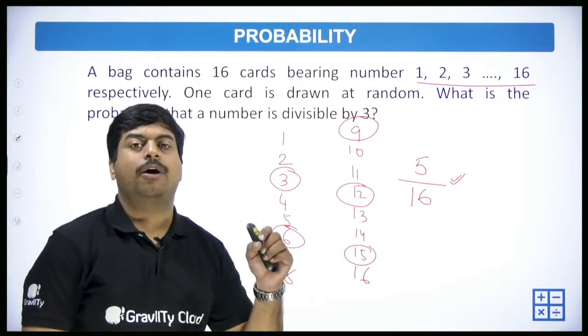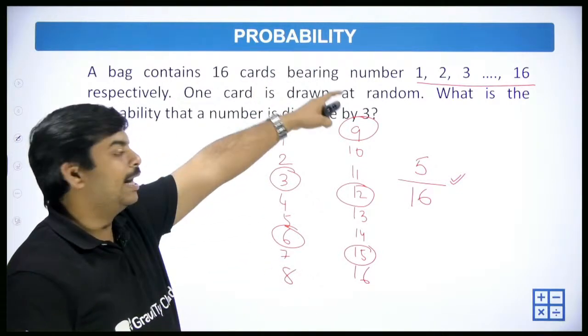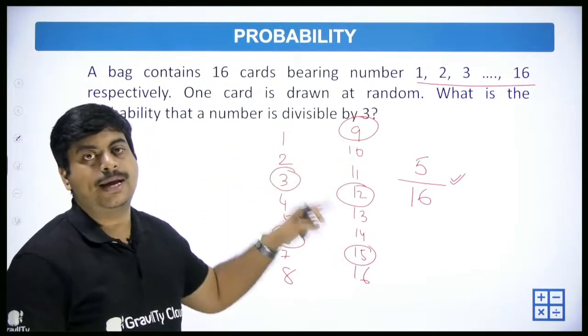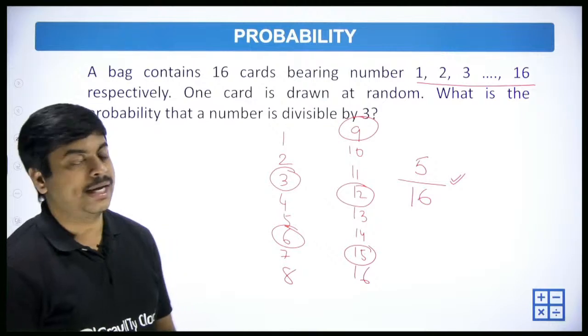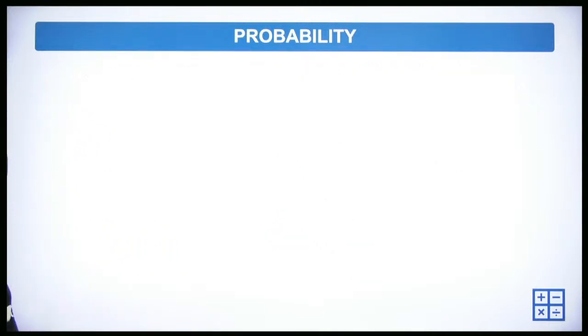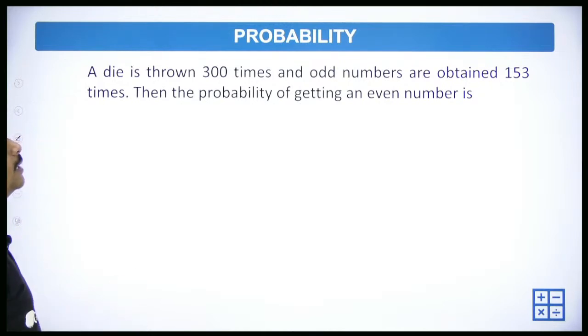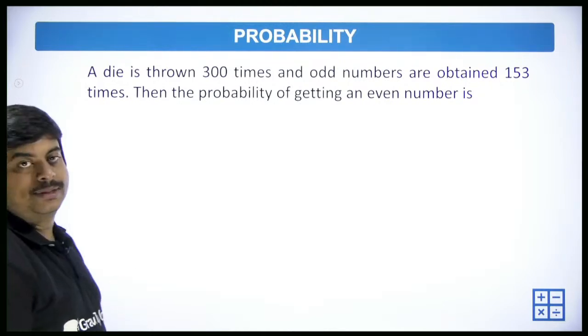5 by 16 is the probability of a number selected at random between 1 to 16 being divisible by 3, right? Okay, so moving ahead, a die is thrown 300 times and odd numbers are obtained 153 times.